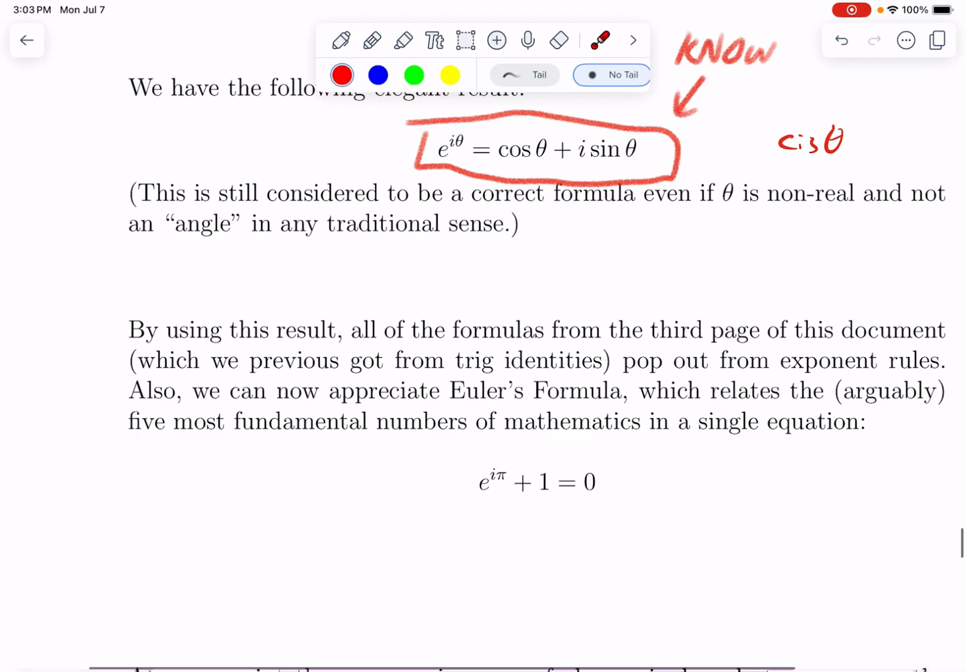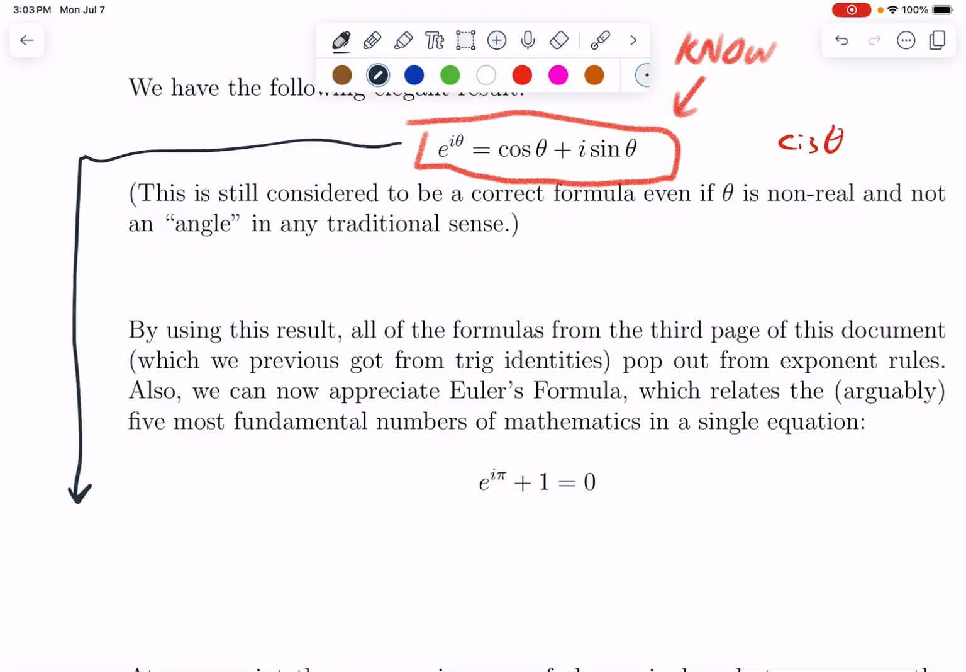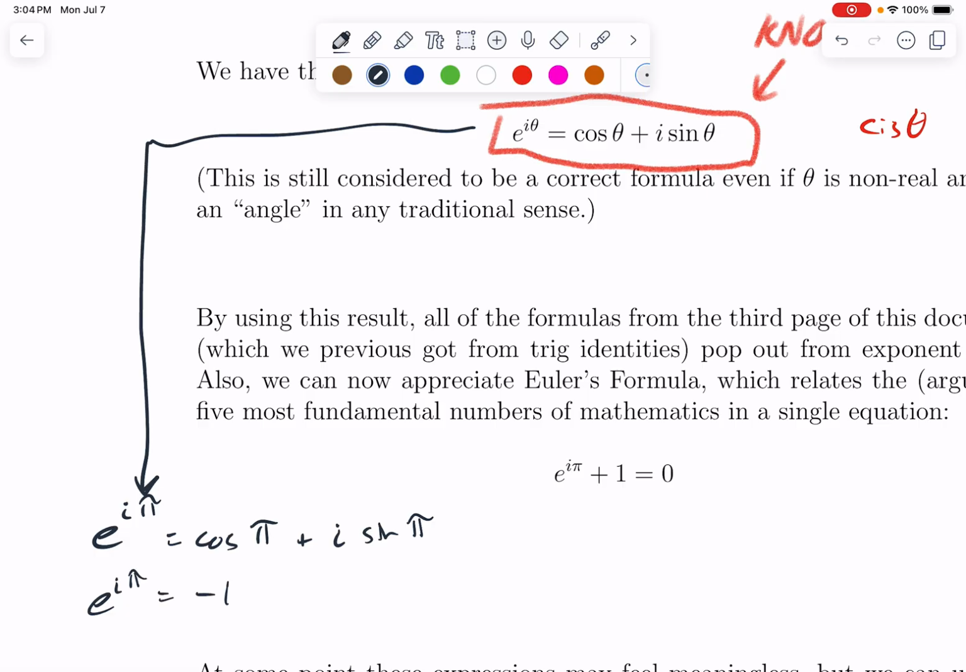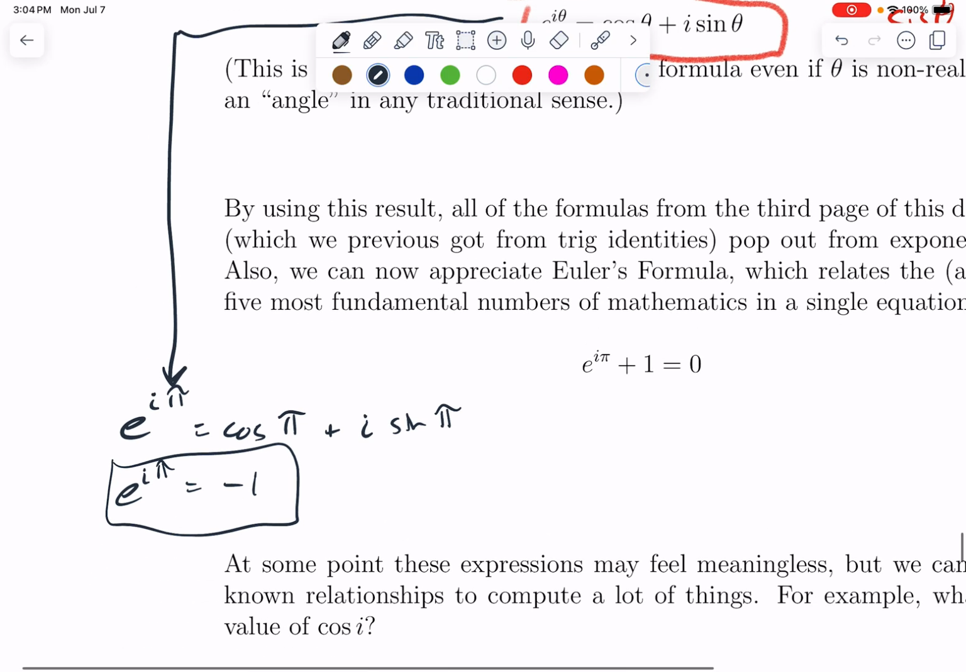And of particular note is the example where we plug in pi. So by this formula, e to the i pi would be cosine of pi plus i times sine of pi. Cosine of pi is -1. Sine pi is 0. So we have this formula here. That's e to the i pi is -1. Right? And let's just pause here.